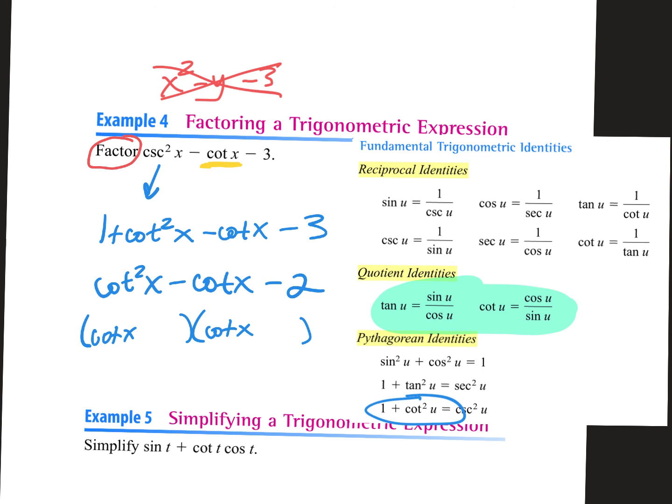What times what will multiply to give me a negative 2, but add to give me a negative 1? Plus 1 and minus 2. And there you guys have factored the expression. Whenever they tell you to factor, and it's a quadratic, it's like any trinomial that you guys have done before. If the functions are different, you want to convert to the middle function. Always convert to the middle one.